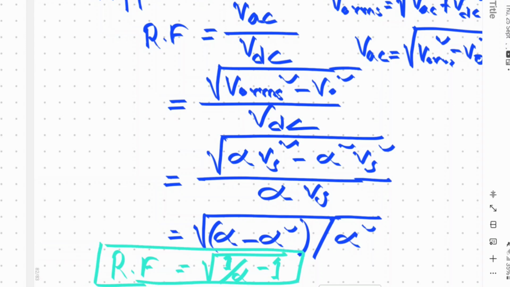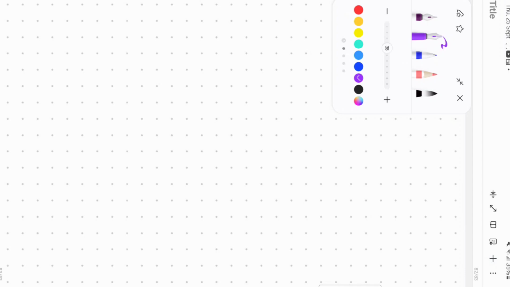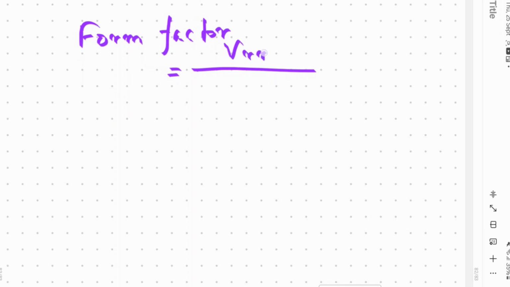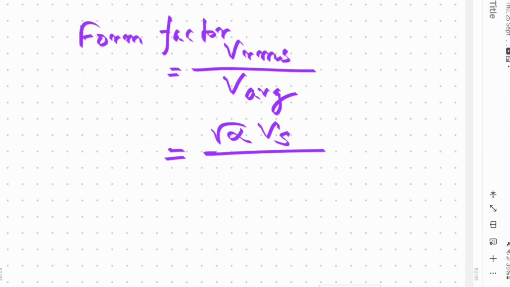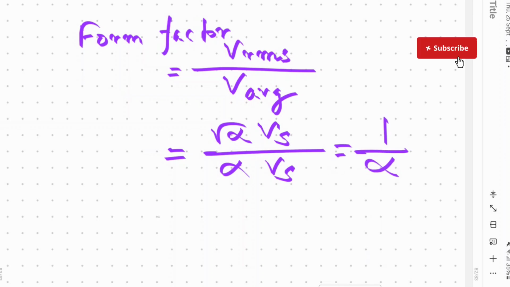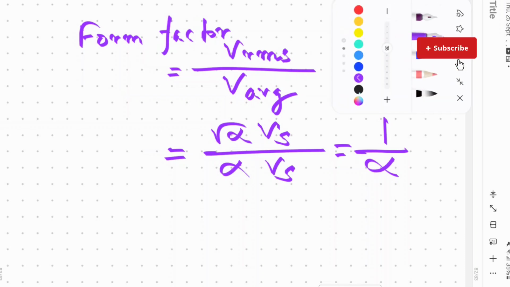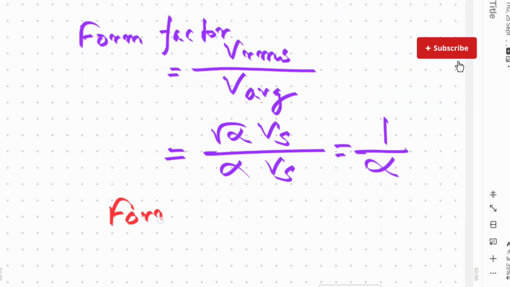Now we will see how to find the form factor. We know that form factor is equal to the RMS value by the average value. So form factor is equal to VRMS by V average. VRMS is root alpha into Vs and V average is alpha into Vs. So the form factor is equal to 1 by root alpha.